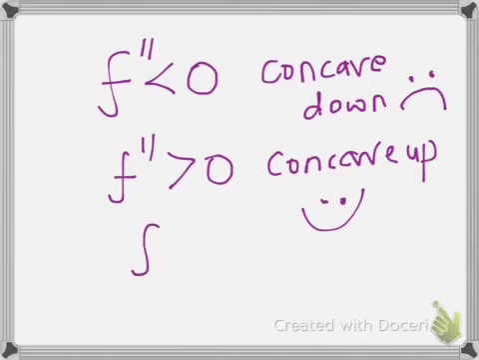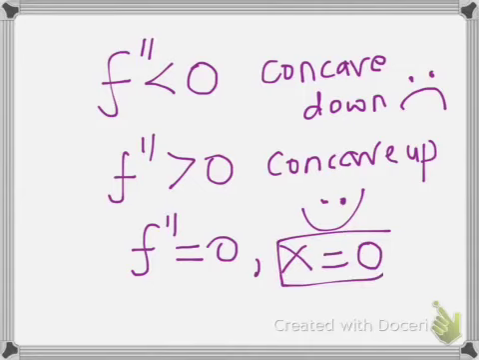In between, where your second derivative is 0, for example, in the last example of x cube, your second derivative is 0 at 0, it's changing concavity. It's either changing from up to down or down to up. Okay, let's see what's going on.